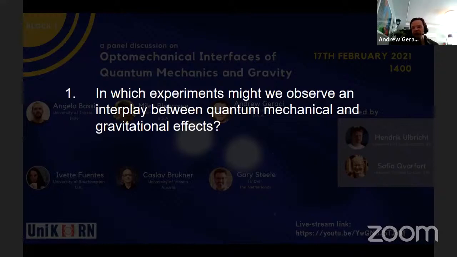And some of these same considerations that apply to testing the inverse square law, to check predictions of string theory or supersymmetry, are also relevant for testing these other ideas: being able to see whether the gravitational field exerted by a system in a quantum superposition can act on another system. Can it entangle another quantum system?